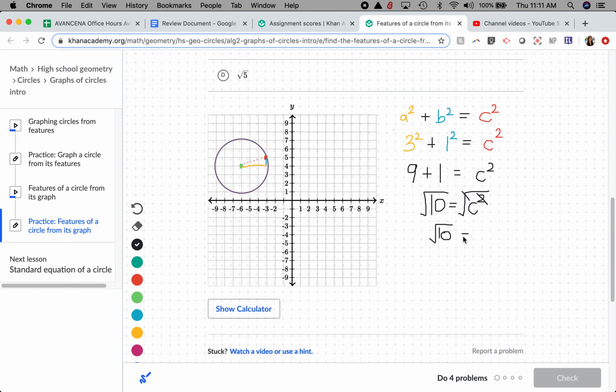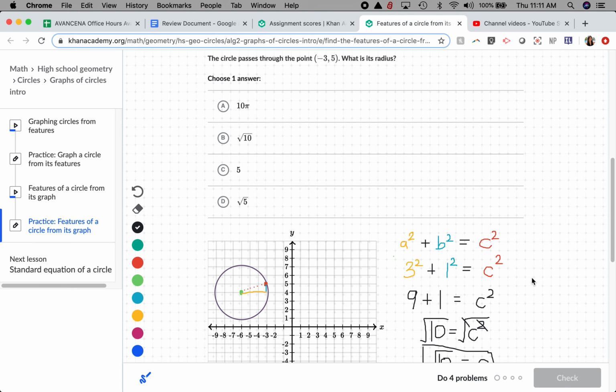is equal to c. Now at this stage, if the number inside the radical is a perfect square, then you should simplify. But since 10 is not a perfect square, we will consider this as our final answer. So square root of 10 is our radius.